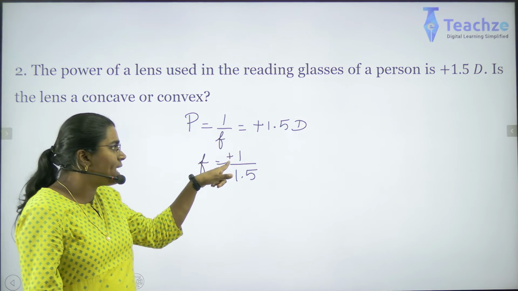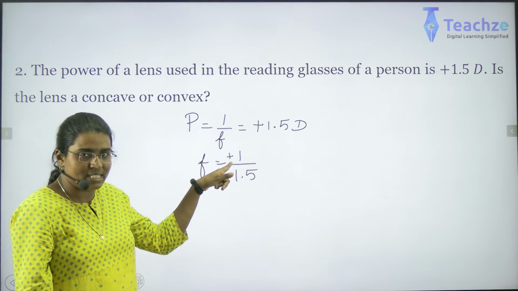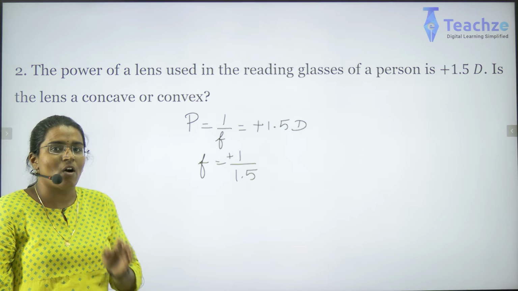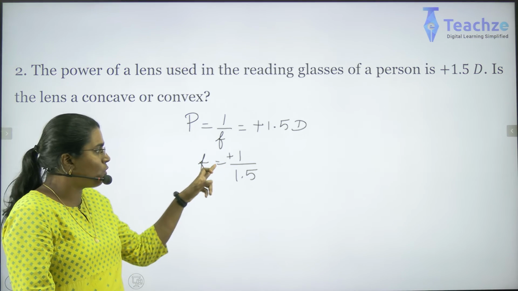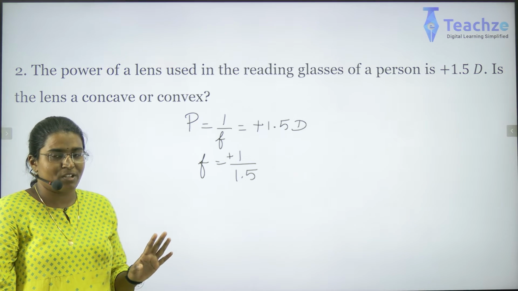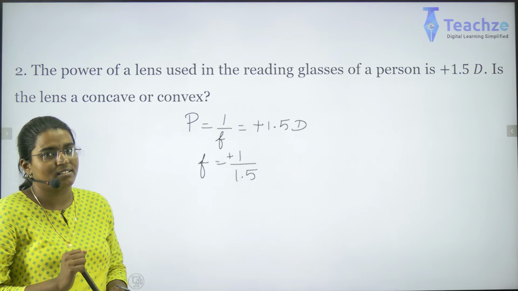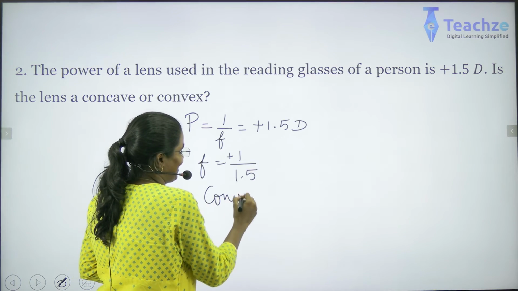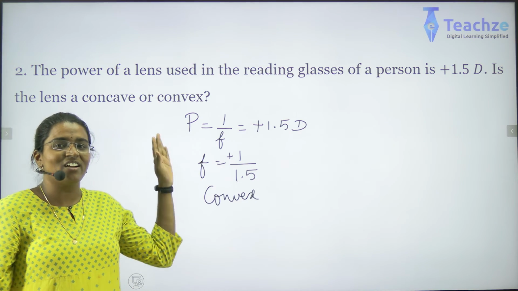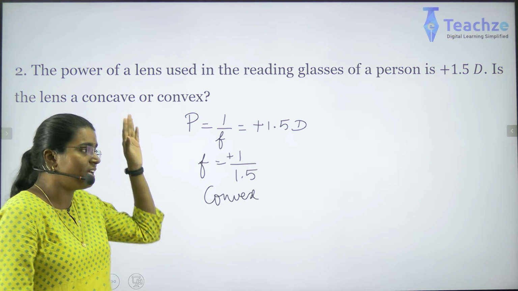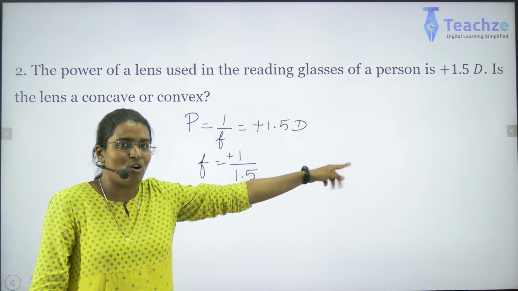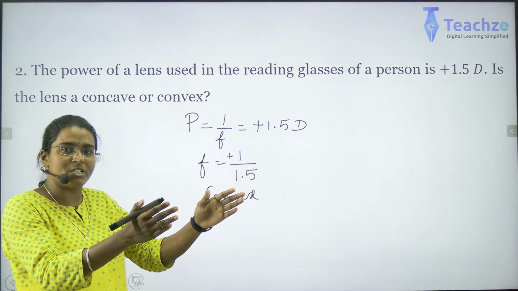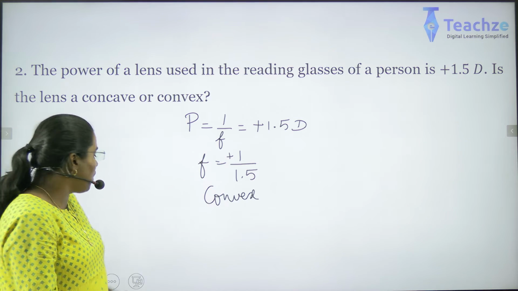So when my focal length is positive, what will be my lens? Is it a concave or a convex lens? My focal length is positive here. So is it a concave or a convex lens? It's a convex lens. Good. Because a convex lens has the focal length on the other side, and all the light rays parallel to the principal axis will converge. It's a convex lens.